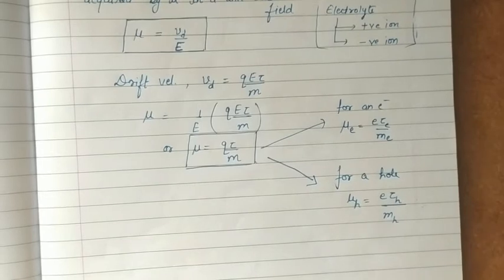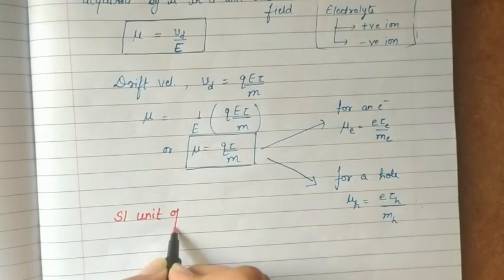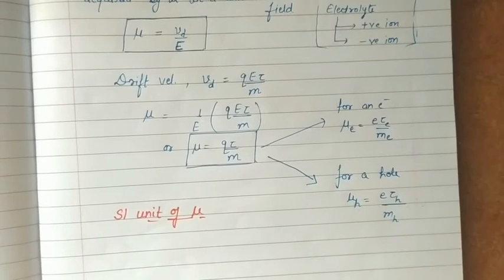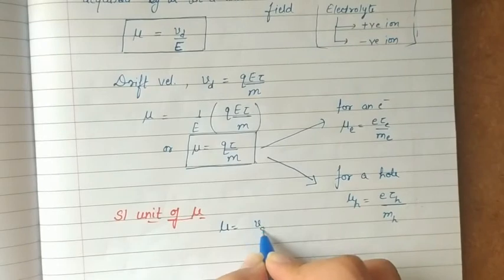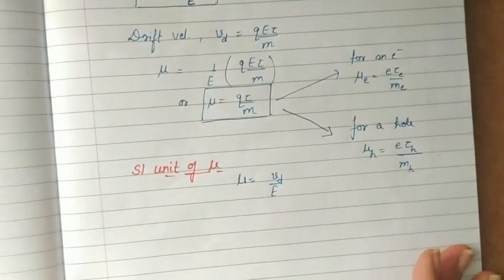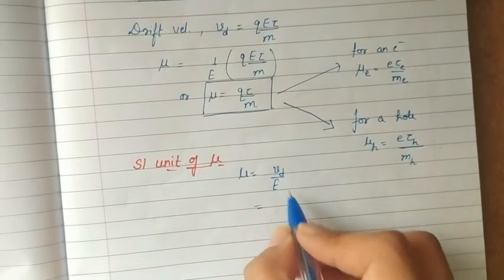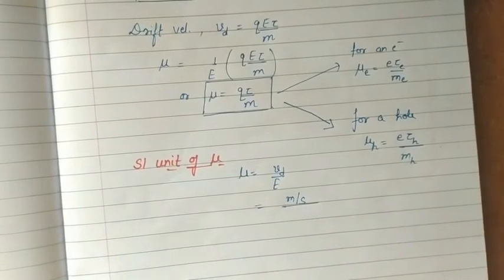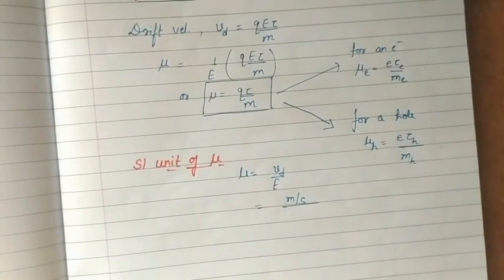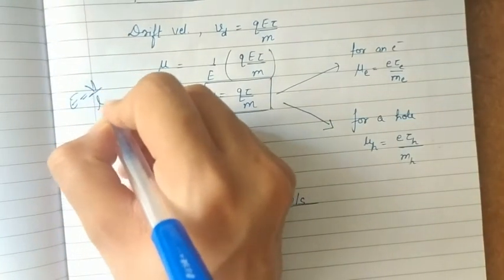Okay, now come to the SI unit of mobility. It can be derived by using the formula mu is equal to Vd upon E. Now we know that the SI unit of drift velocity Vd is meter per second because it is a velocity, and then the SI unit of electric field. So let's recall the formula. We have put E as V upon L.